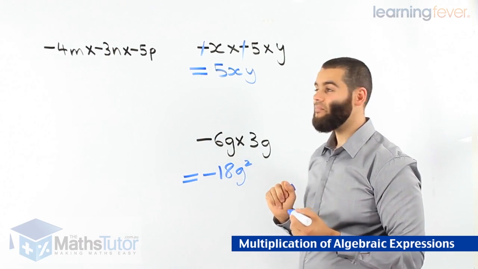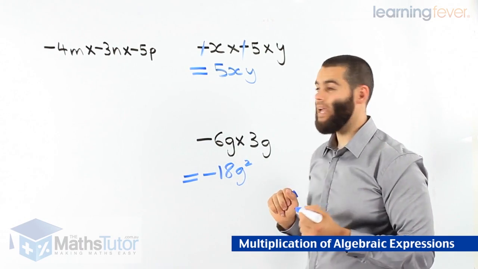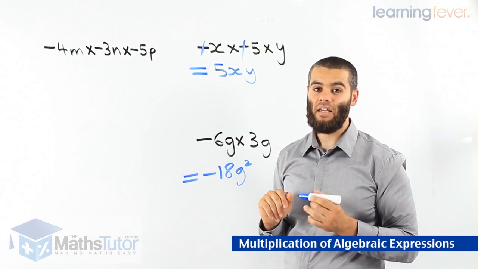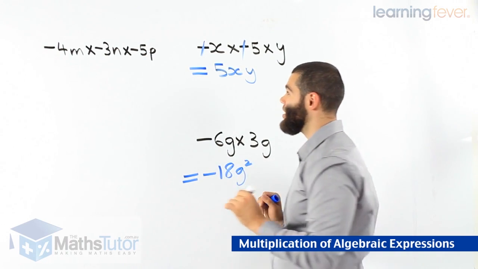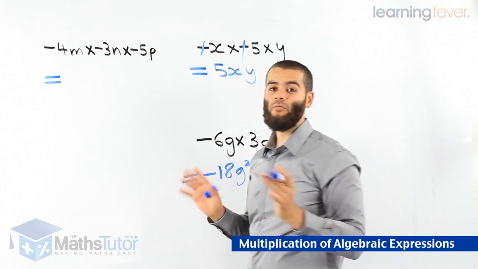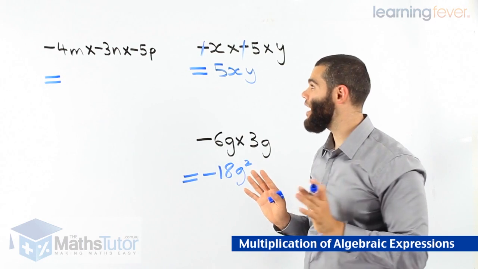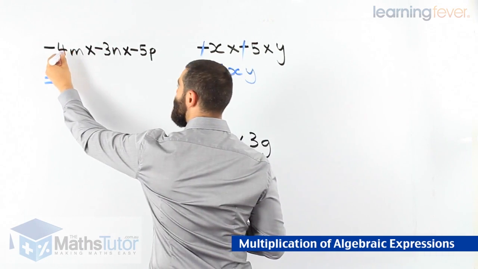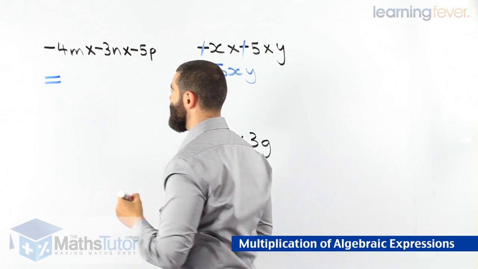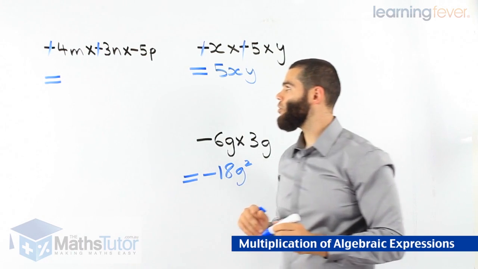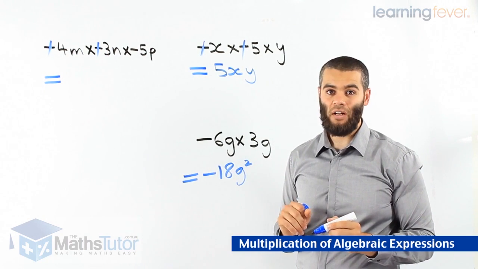Last example. Negative 4m times negative 3n times negative 5p. Well, let's get started with the multiplication. We know we multiply everything together. We don't look for like terms at all. Multiplication, you times everything together. Negative 4 times negative 3. We know that they cancel. So 4 times 3 is 12.